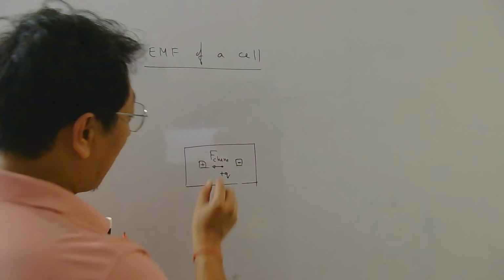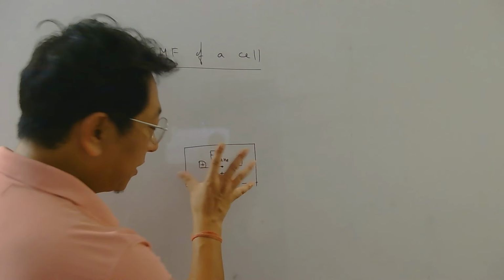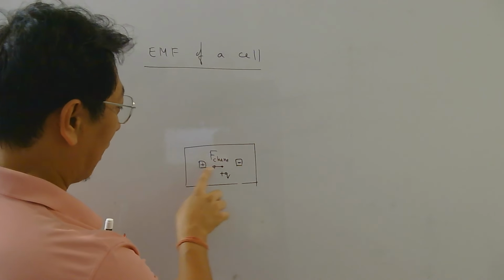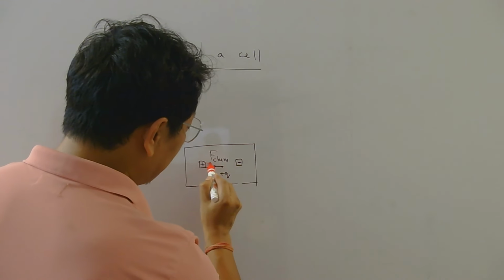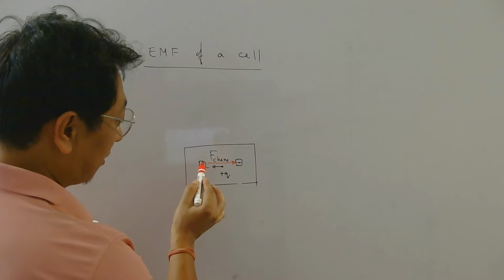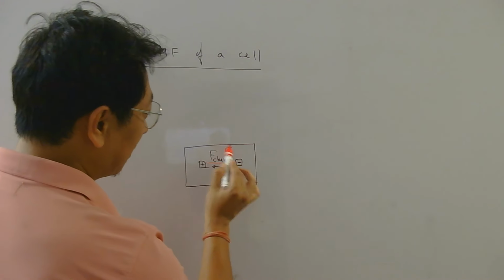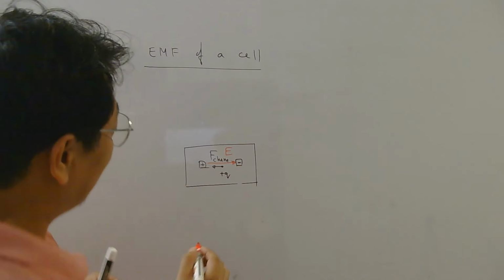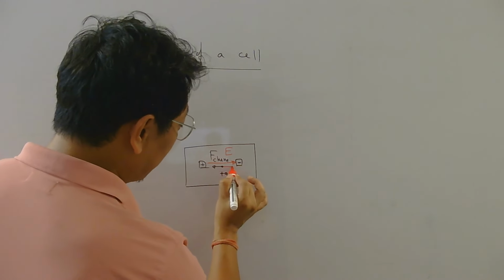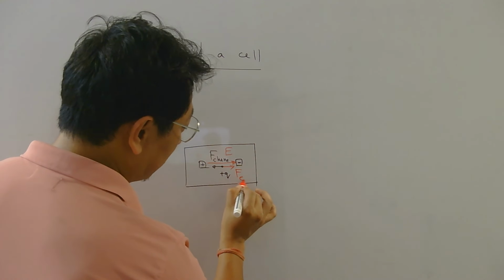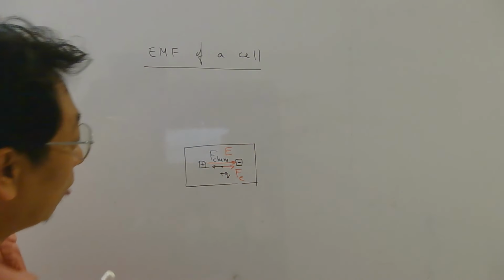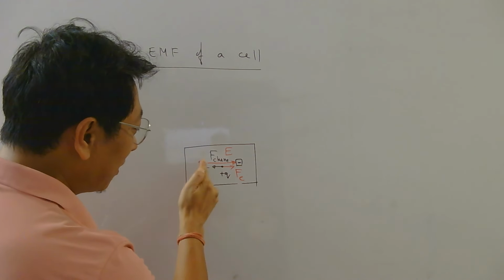Okay. Now, as these chemical forces separate charges, here positive and here negative, there will be an electric field inside the cell from plus to minus, an electrostatic field, and that will exert a force on this plus q charge in this direction, which is your electrostatic force. So how long will these plus charges keep coming here?